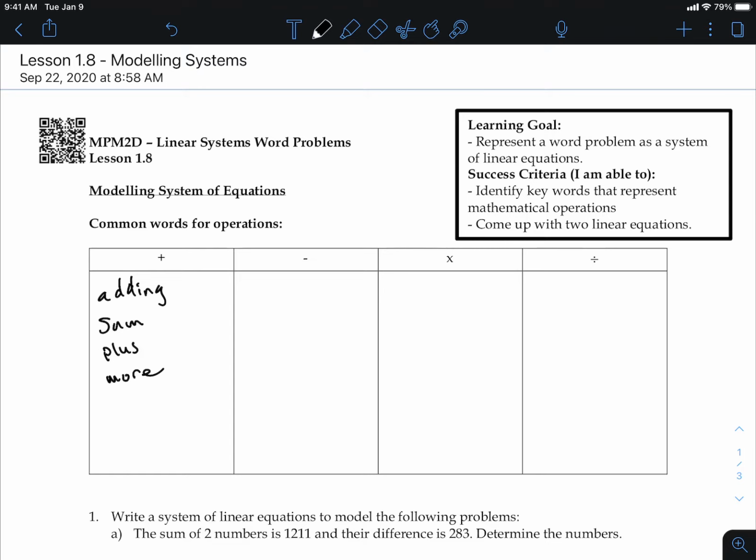Okay, everybody okay? And then subtraction. What are some common words for subtraction? Difference would probably be the most common one, I would say, if you were reading word problems all the time. Then you've got things like minus, take away, sure. Lose. Yeah, lose or less. Okay. Or the word fewer.